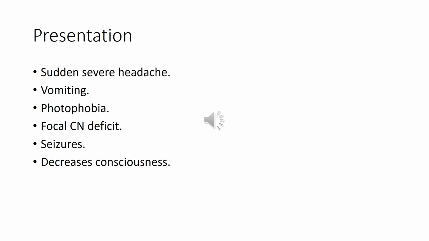Now, how do patients with spontaneous subarachnoid hemorrhage present? Classically, these patients present with a sudden severe headache, and the patient describes this headache as the worst he has ever experienced in his life. Other symptoms include vomiting, photophobia, and focal cranial nerve deficit. For example, patients with a posterior communicating artery aneurysm might have an ipsilateral oculomotor nerve deficit. Also, seizures are a common presentation, and lastly, decreased consciousness.